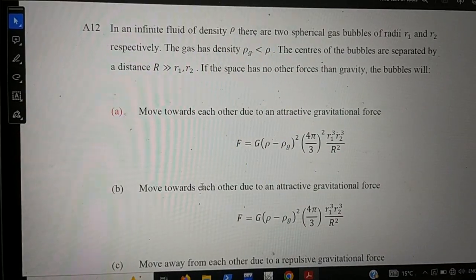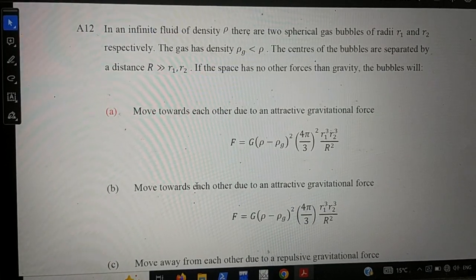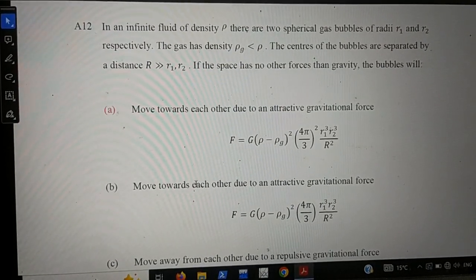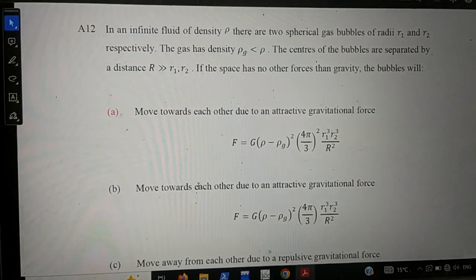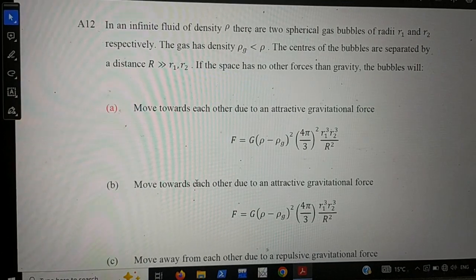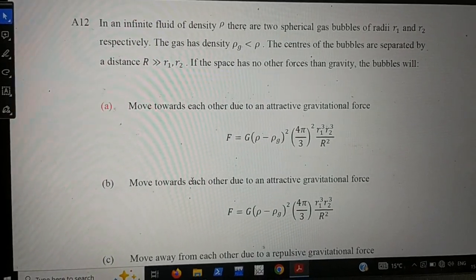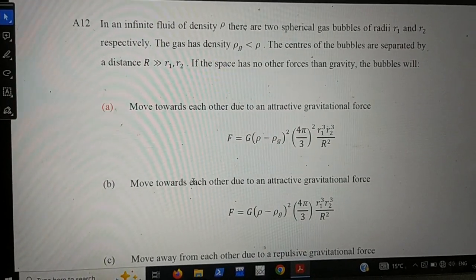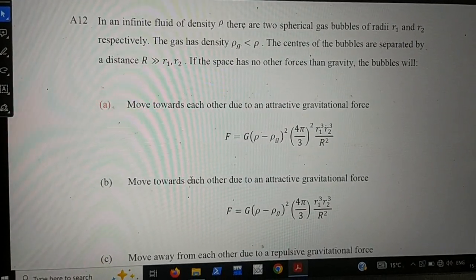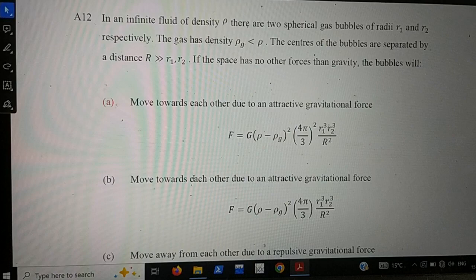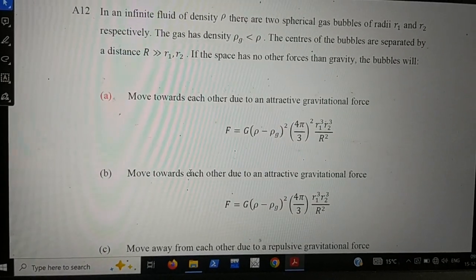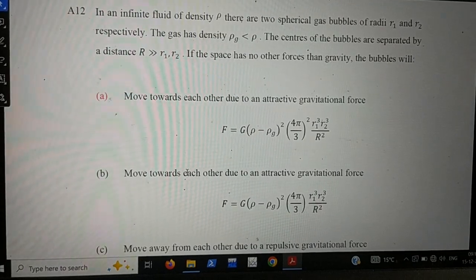And now question 12. In an infinite fluid of density rho, there are two spherical gas bubbles of radius r1 and r2 respectively. The gas density rho g is less than rho. The centers of the bubbles are separated by a distance r, much greater than r1 and r2. If the space has no other forces than gravity, the bubbles will. Of course, the bubbles will move towards each other because they act with gravitational force. But what is the force? The expression of the force, we need to calculate this.